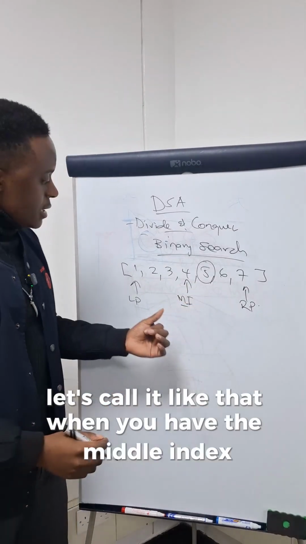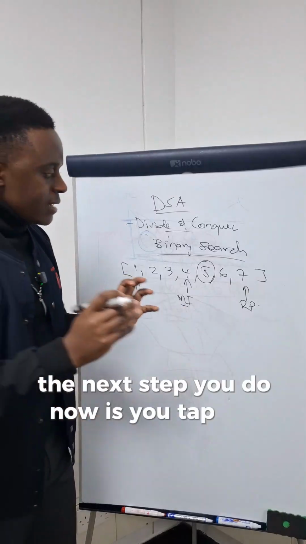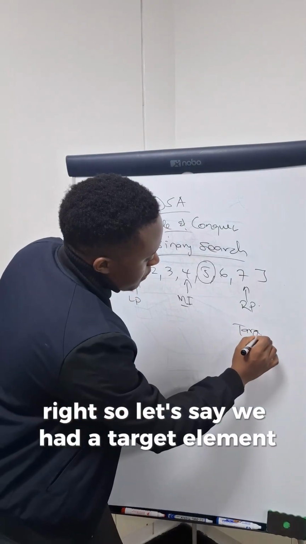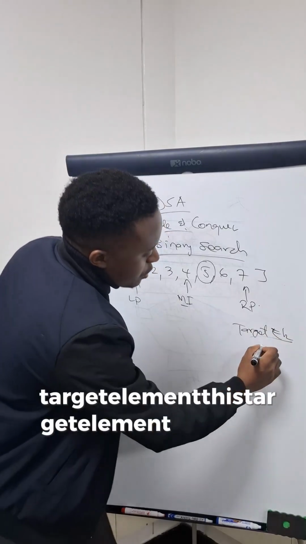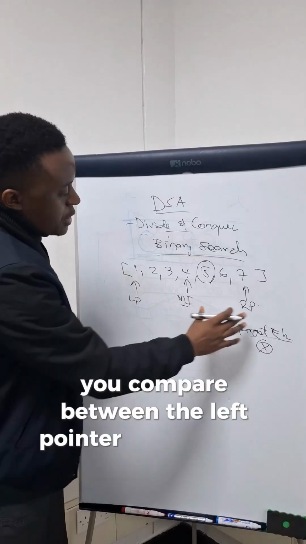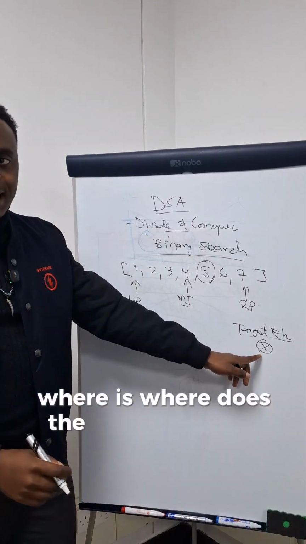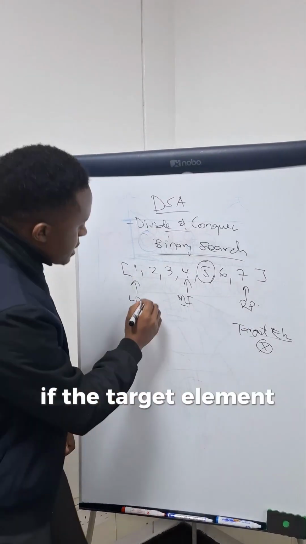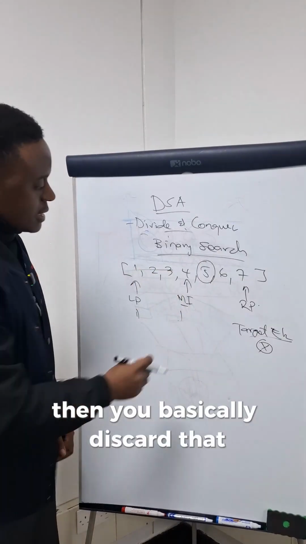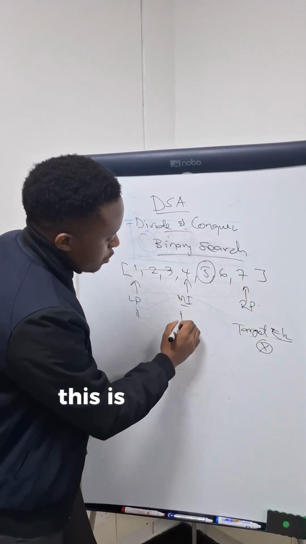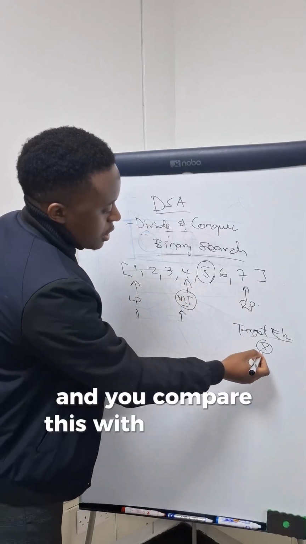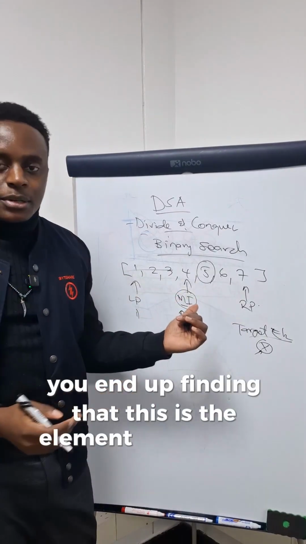When you have the middle index, the next step you do now is you take the target element that you had, right? So let's say we had a target element. This target element could have been x, or in this case, we know our x is 4. Now you compare between the left pointer and the right pointer, where does the target element fall under? If the target element does not fall under this left bracket here, then you basically discard that, and then you remain with this right bracket. This is where you start dealing with that. You also look at the middle element, and you compare this with the target element, and then you end up finding that this is the element that you are looking for.